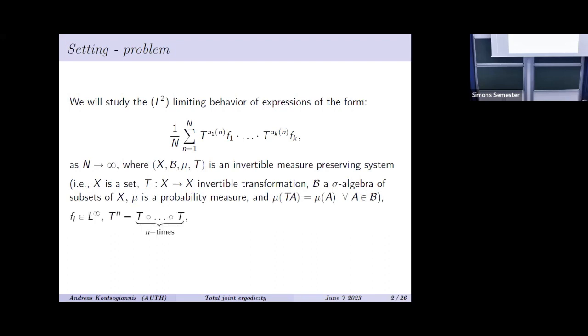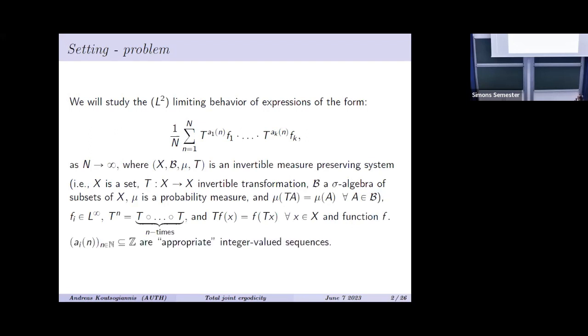My functions are bounded. By T to the n, I mean the composition of T with itself, where T appears n times. Even though I'm writing T f of x, I actually mean the composition of f with T, so f of T of x, for every x in my space and function f. The a_i's are going to be appropriate integer-valued sequences for most of the talk, and only if I have additional time at the end, I'm going to mention something about Hardy field sequences. These sequences are going to be polynomial ones.